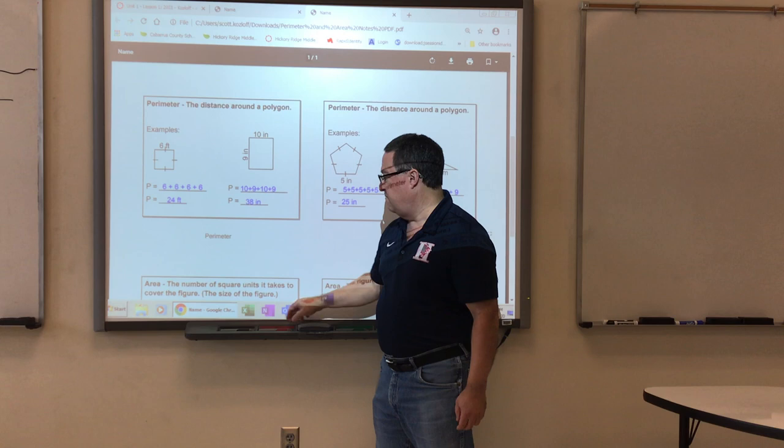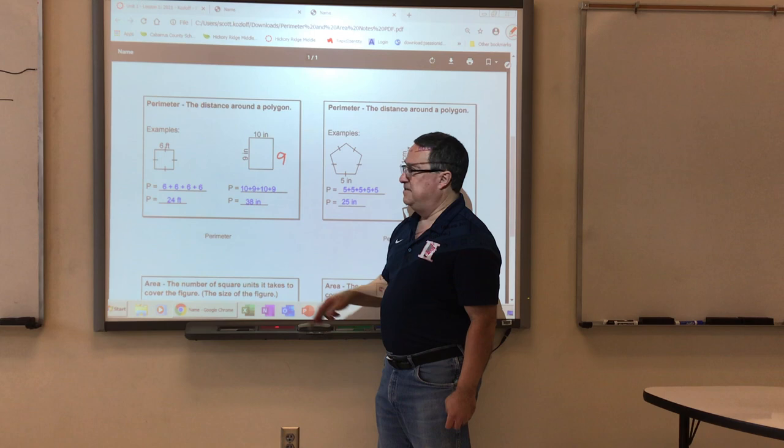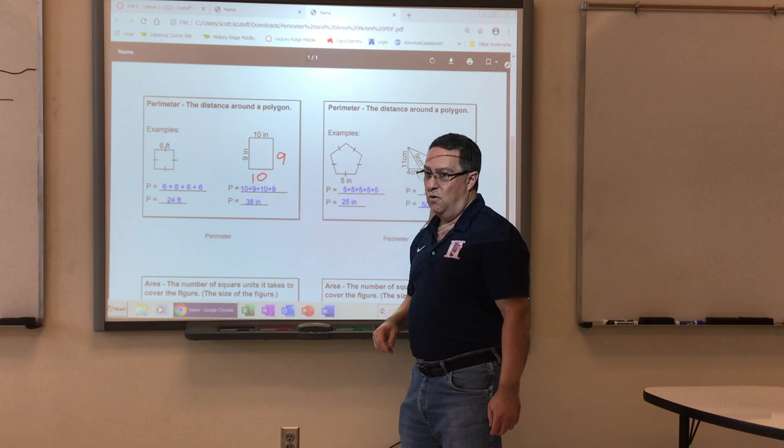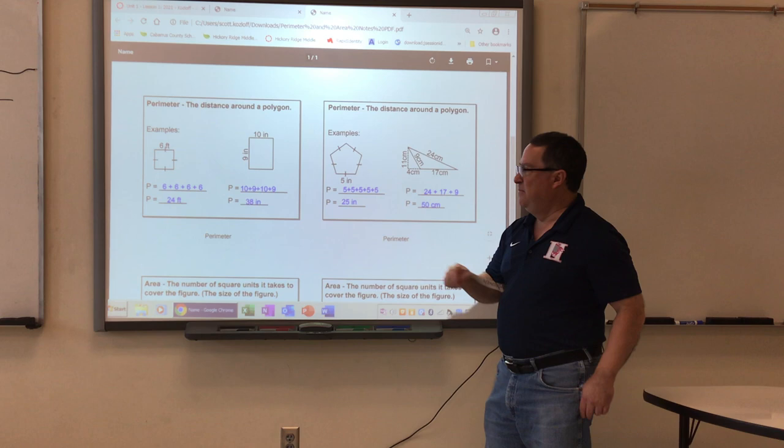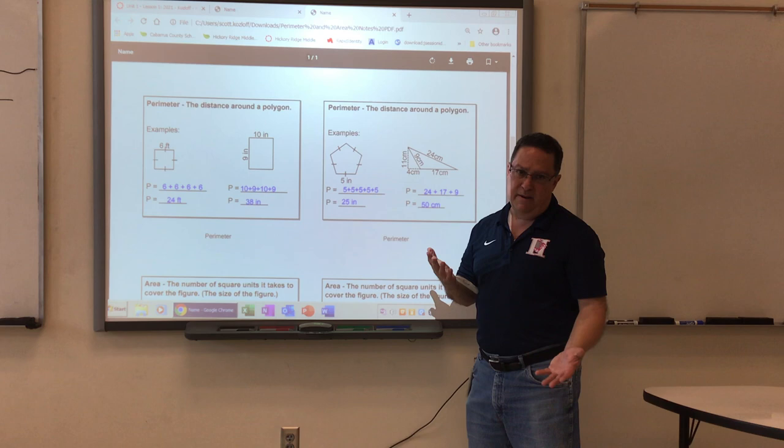And on a regular rectangle, again, remember, if the width is 9 inches, the other side is 9 inches. If this is 10, this is 10, and that gives you your total for that perimeter. Even if you have a 5-sided shape, especially when you see those perpendicular lines, that means all 5 of those are the same. Thus, 5 written 5 times gives you that answer.